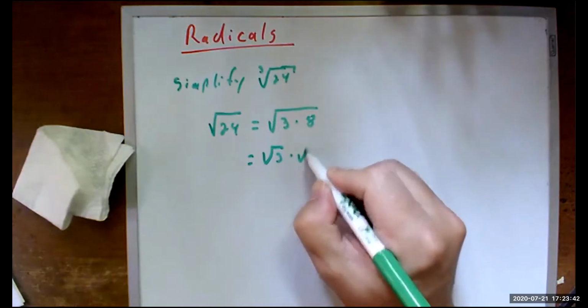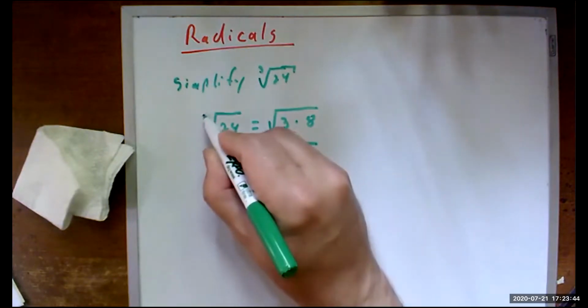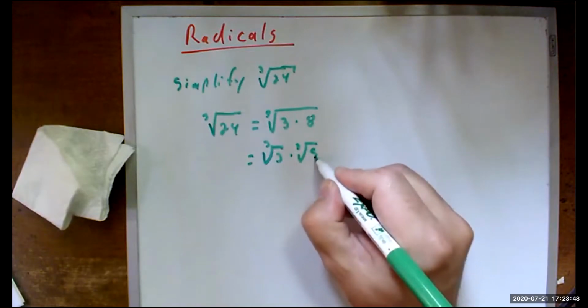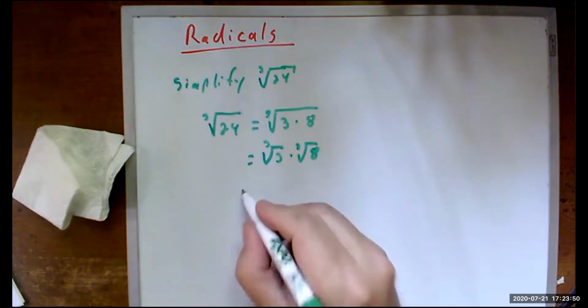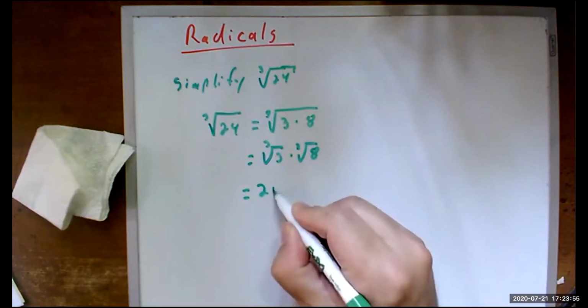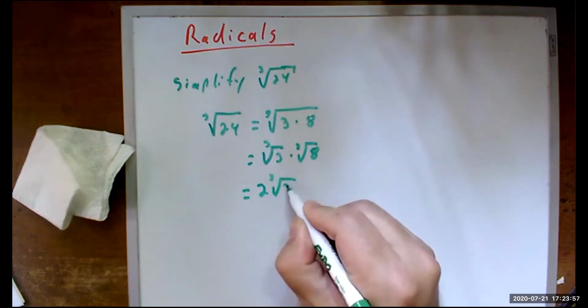Cube root of 3 times the cube root of 8. This is cube roots everywhere. The cube root of 8 is 2 times 2 times 2, so just 2. And then we leave the cube root of 3 there.